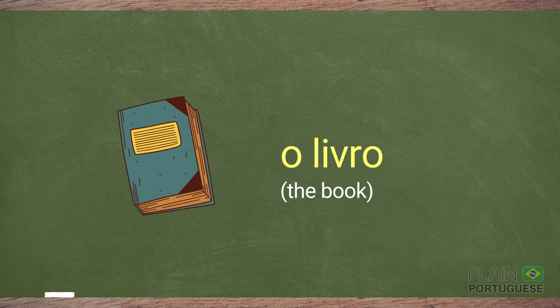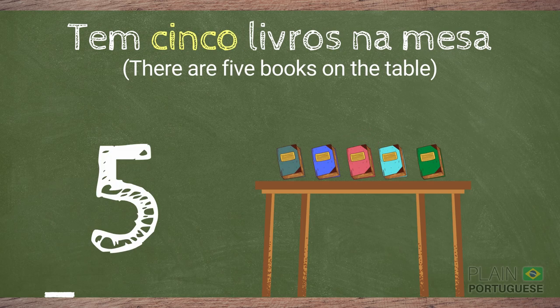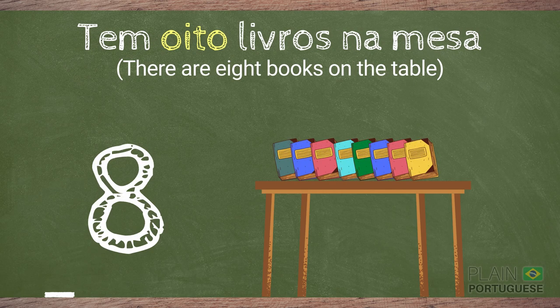O livro. There's a book on the table. Tem livro na mesa. Repita. Tem livro na mesa. Tem 5 livros na mesa. Tem 8 livros na mesa.